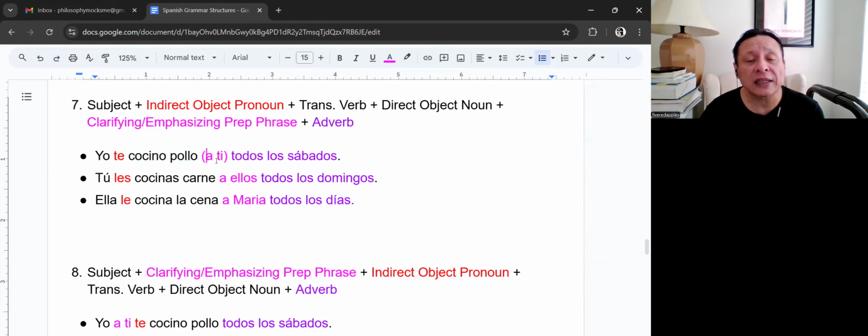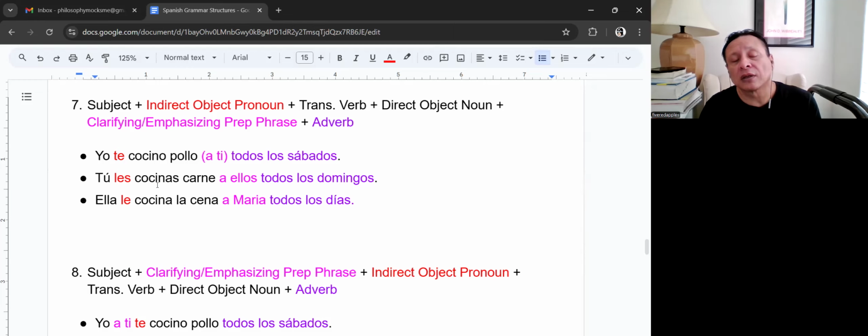And so now I can emphasize it by saying a ti. The a is like to, and then ti is you. So it's unnecessary unless you are, and I put it in parentheses here because this one would be for emphasis, because this is not ambiguous. If I say yo te, it can only mean you. Te cannot mean anything else. So the only reason to add a ti is to add emphasis, right? Yo te cocino pollo a ti todos los días. You're just emphasizing that you're doing it for the person you're talking to.